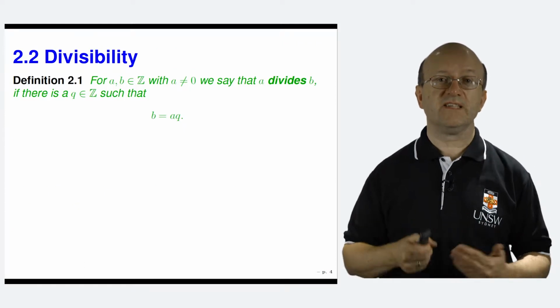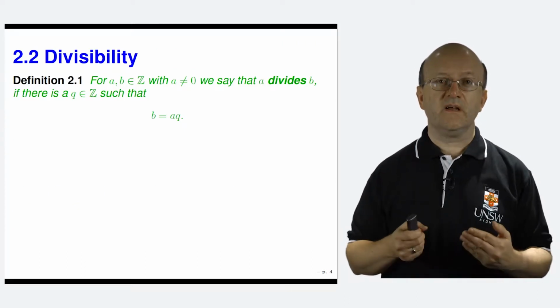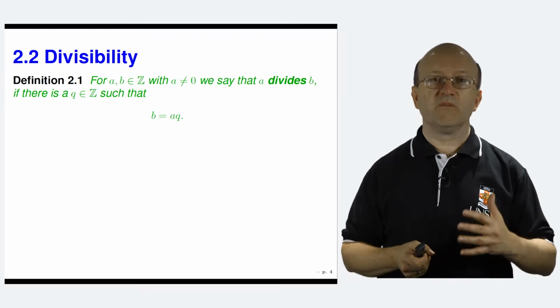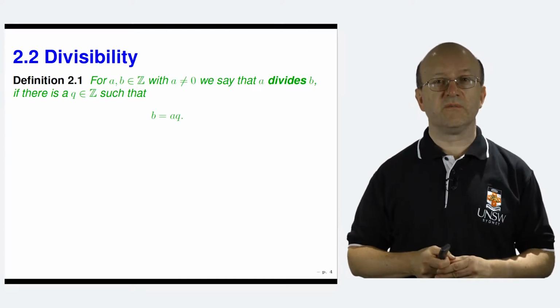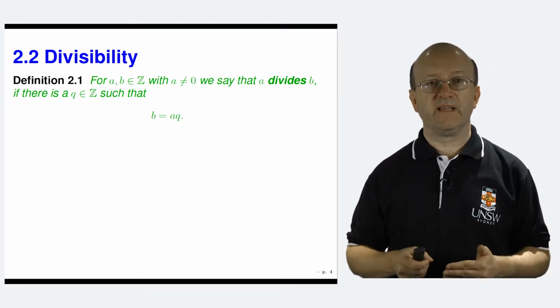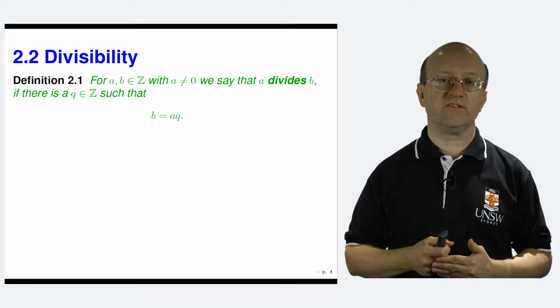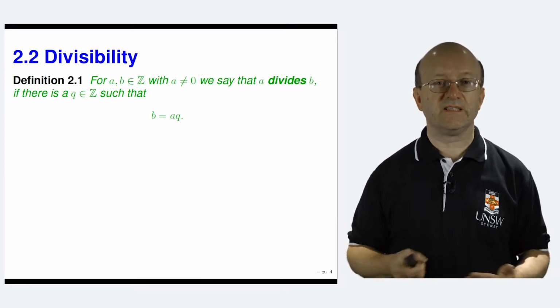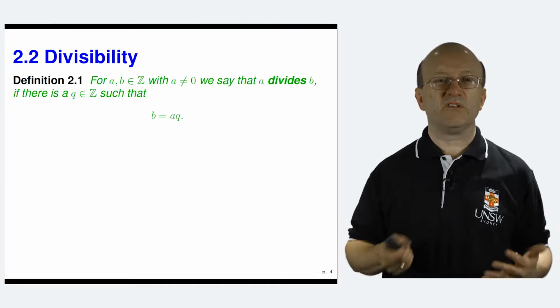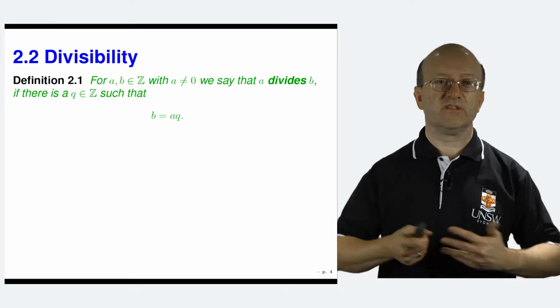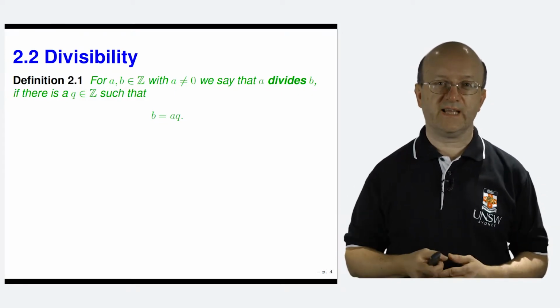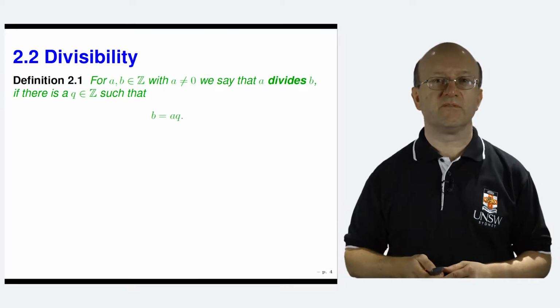It's the idea of divisibility. For two integers a and b, where by convention we assume a is not 0, we say that a divides b if there is another integer q such that b is a times q. We avoid 0 here for a because we can't really talk about 0 dividing anything. So that's why we've put it out of the way.